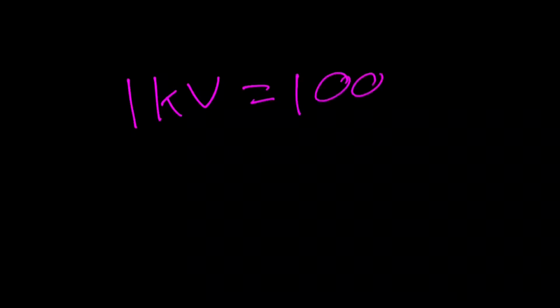Okay, another example, we're going to go back to volts, but this time we're going to go the other way. Instead of less than 1, we're going to go greater than 1. This is going to be an easy one. So 1 kilovolt is equal to how many volts? Kilo means what? 1,000. So 1 kilovolt is equal to 1,000 volts. That is the easiest example we've seen so far.